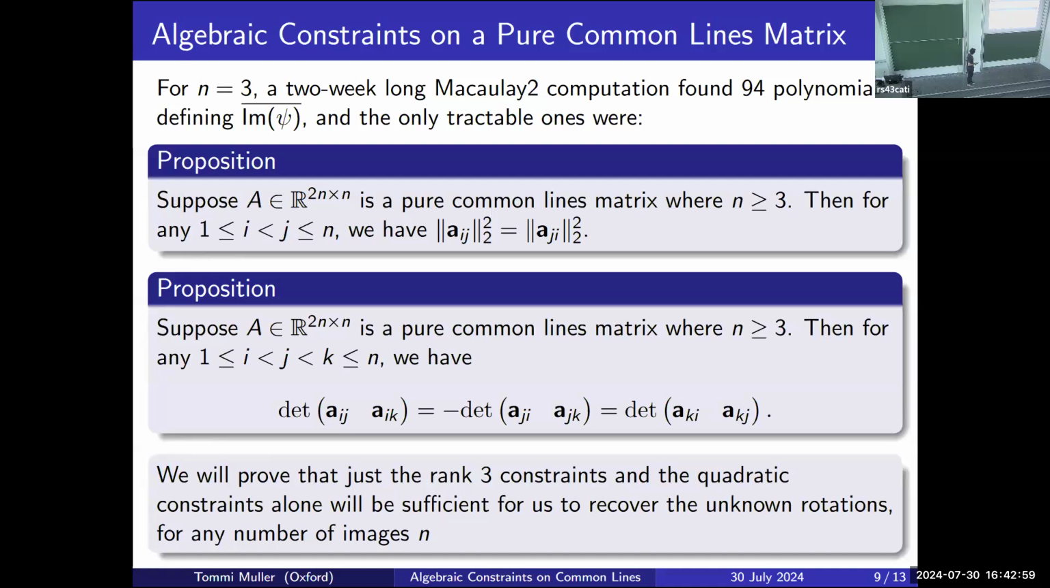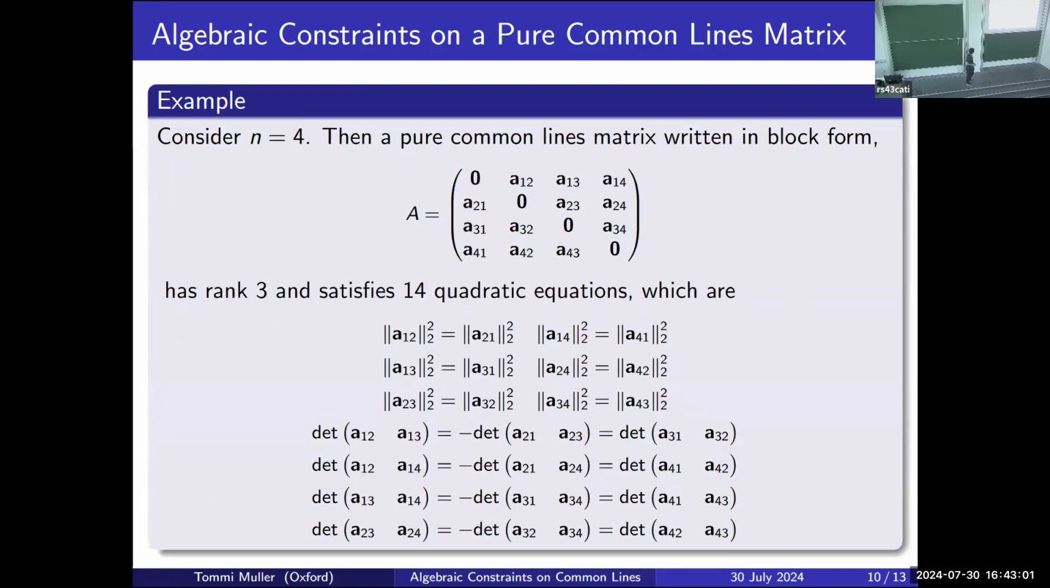So let's go back to the problem again. Oh, sorry, an example. If you look at the case n equals 4, and you have a pure common lines matrix, it's written like this in block form, and we know so far that this matrix A has rank 3, and the 2 propositions give us 14 quadratic equations, one set of norm equations like this, and another set of determinant equations like this.